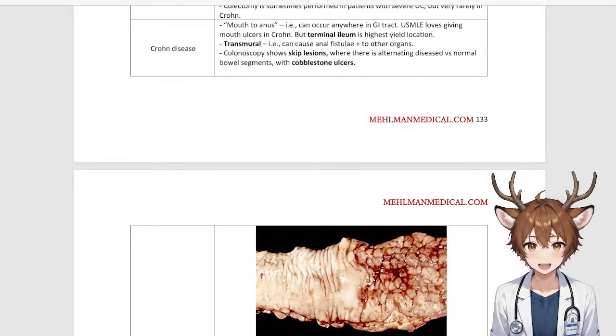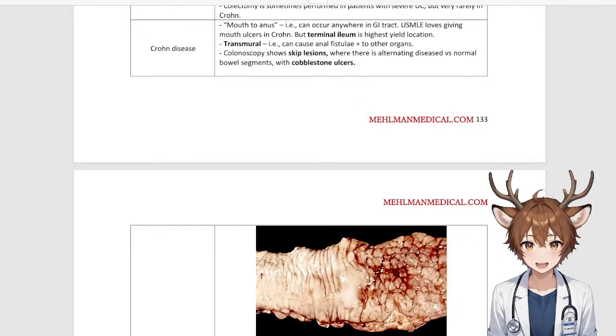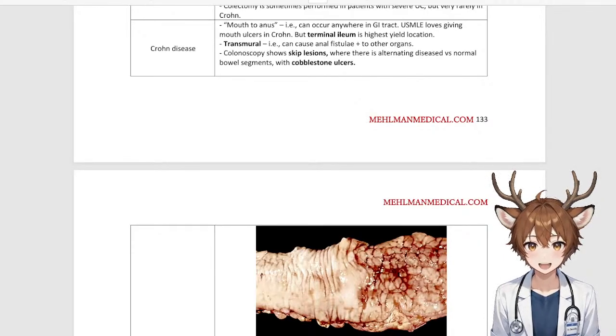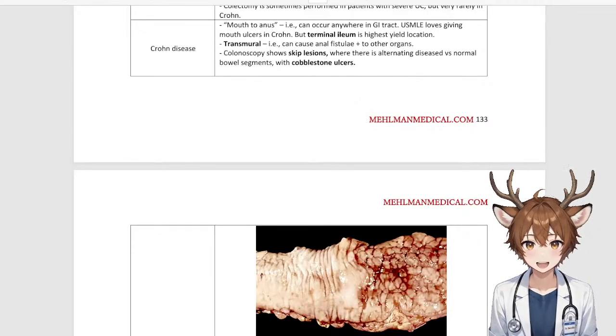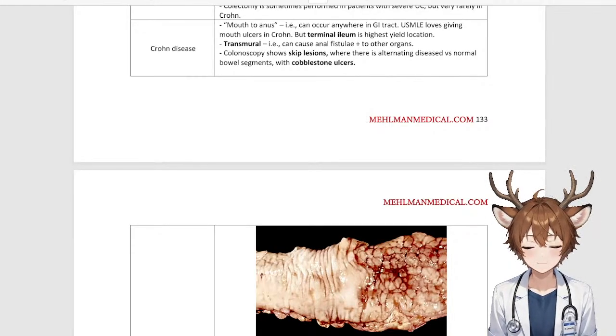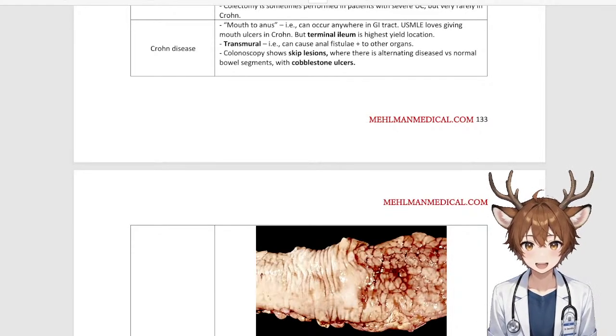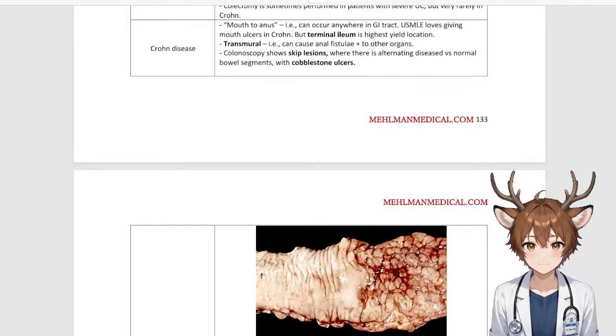The terminal ileum is that transition from the ileum into the colon. So remember, the colon's anal or rectal region is where UC typically starts, and that's the most common area because that's where it has to start. While in Crohn's disease, the most common area is that end point of the ileum where it has to eventually transition over into the colon.